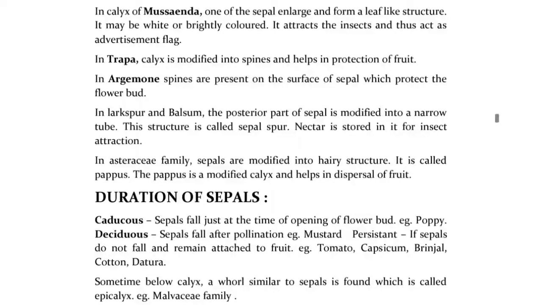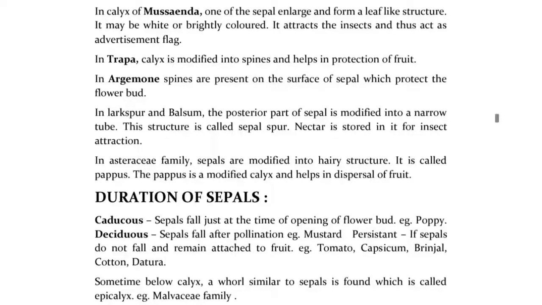Nectar is stored in it for insect attraction. In the Asteraceae family, sepals are modified into a hairy structure. It is called pappus. The pappus is a modified calyx and helps in dispersal of the fruit. Duration of sepals. Caducous sepals fall just at the time of opening of the flower bud, e.g. poppy. Deciduous sepals fall after pollination, e.g. mustard. Persistent sepals do not fall and remain attached to the fruit, e.g. tomato, capsicum, brinjal, cotton, datura.